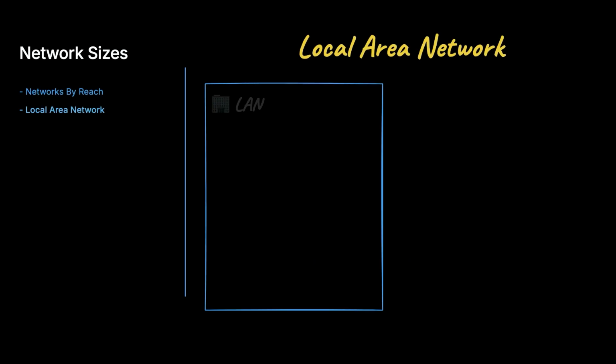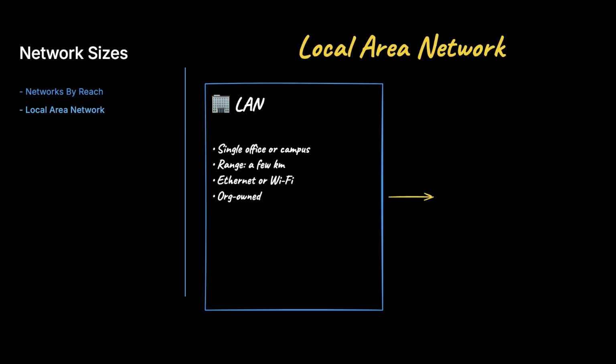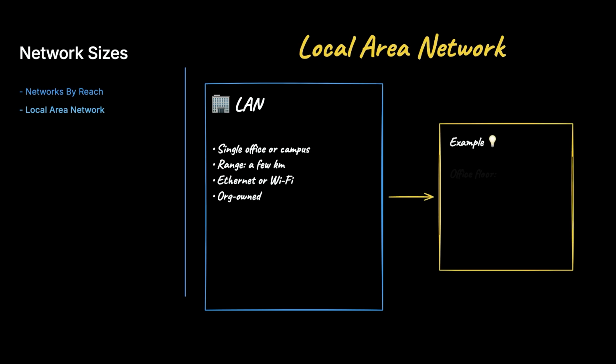Let us start small with the local area network, or LAN. A LAN connects a group of computers that sit close together, like the machines in a single office or on one campus. It usually reaches no more than a few kilometers, runs over Ethernet cabling or wireless signals, and is owned by the organization itself.